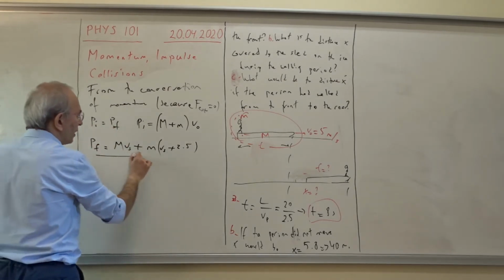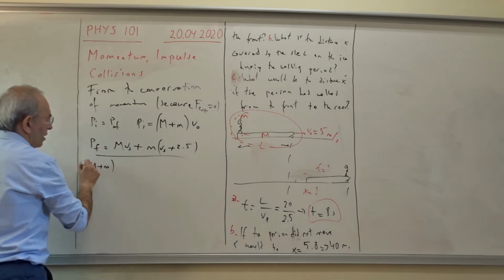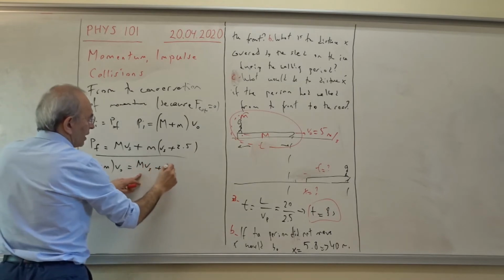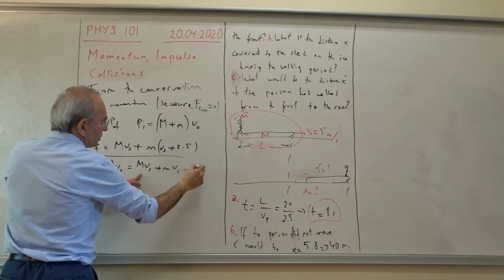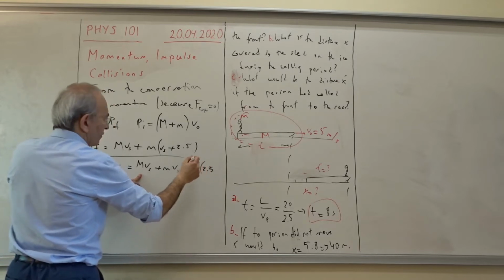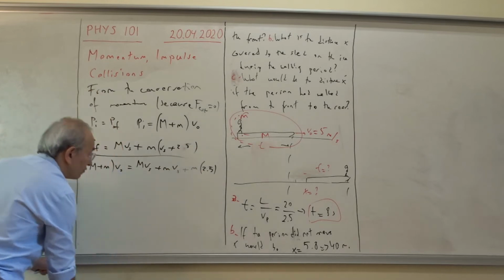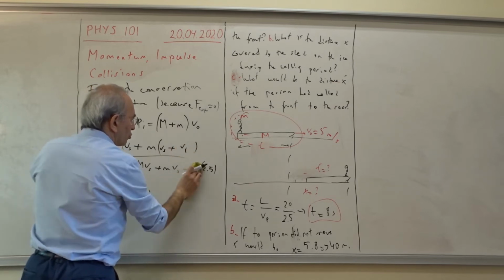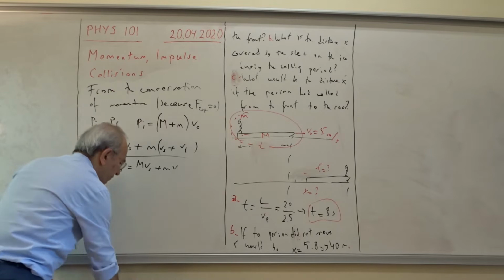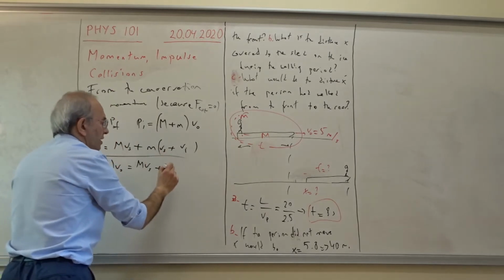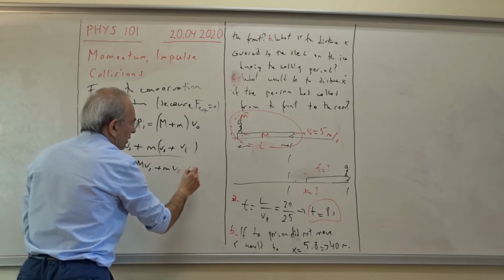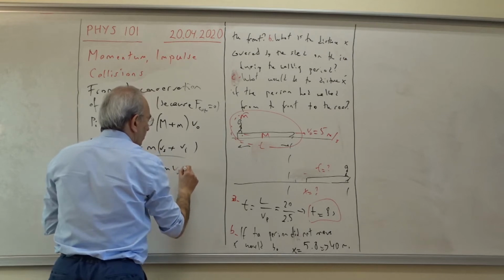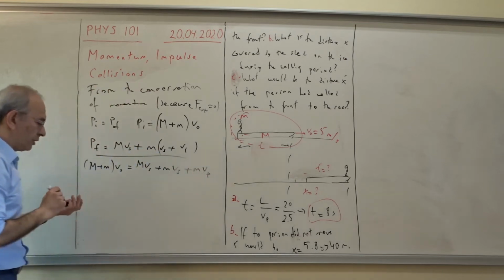So now we can apply the data. Let me first write using the parameters. So M plus m times V0 will be m times unknown Vs plus m times unknown Vs and m times VP. Let me just not use 2.5 exactly. It is VP. Now VP is 2.5. Now we put the data.